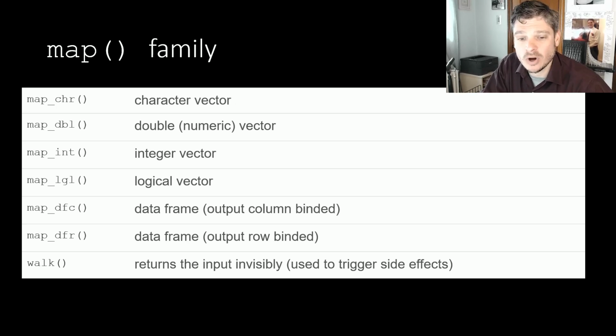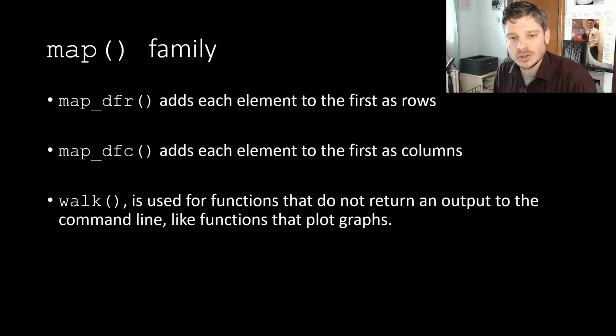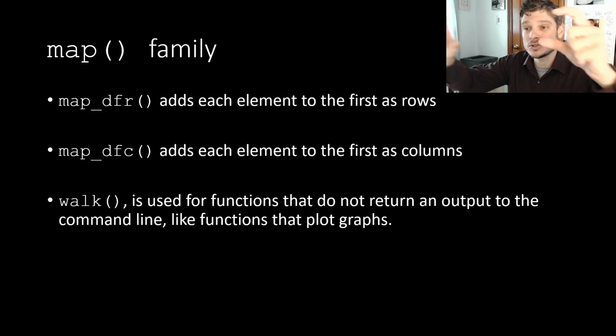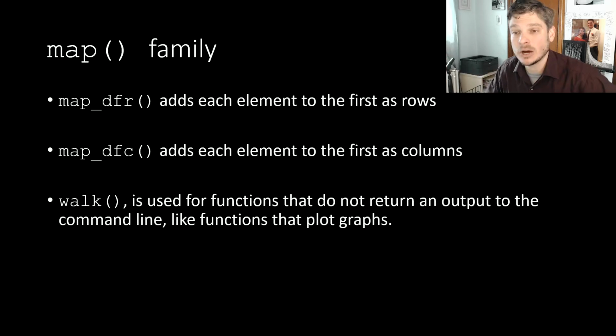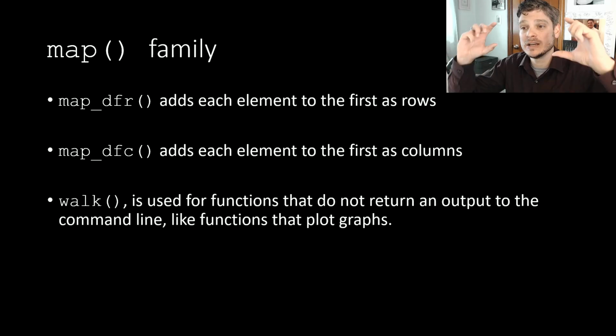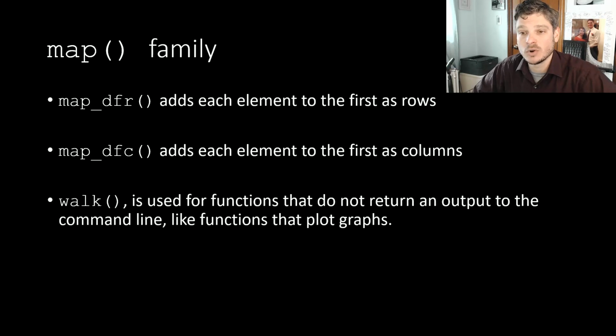Now, we're not really going to use the walk function because it basically tells us to return nothing, make it kind of invisible. And so let's take a look at those last 3. So if we're going to map underscore data frame R, so DFR, right, data frame R, that means rows. What it's going to actually do is take the output, so it's going to perform whatever operation, and then it's going to add those elements to our original input as a row at the bottom. So we're actually making a data frame where we can see the input, and then the next row would be what we actually did to our vector or whatever our input was.